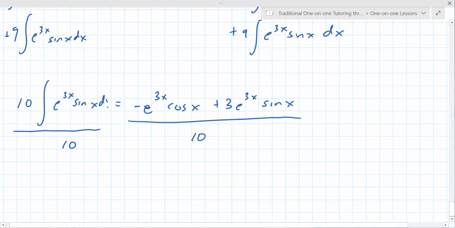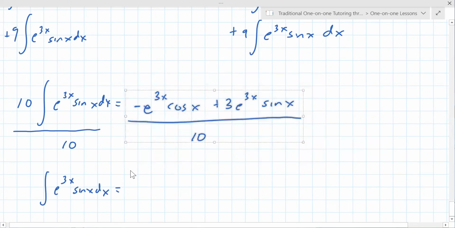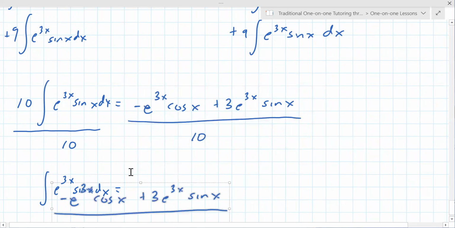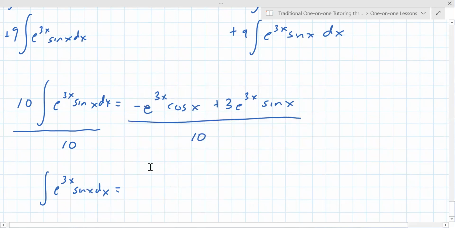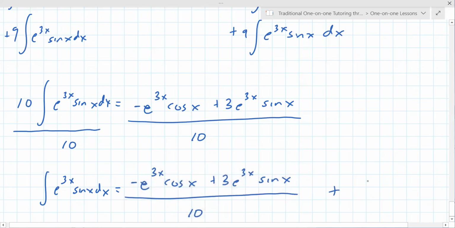So the final answer, the integral of e to the 3x sine x dx, that was our starting problem, is exactly what you have here, with just a little extra. You got to always include that. Oops, that didn't work out very well. Let's try it one more time. Okay, that plus c.